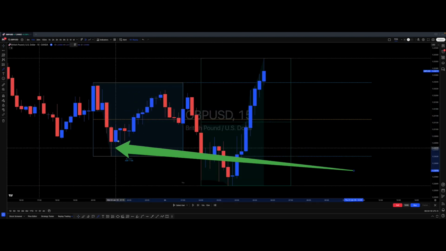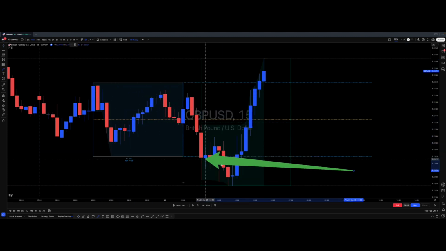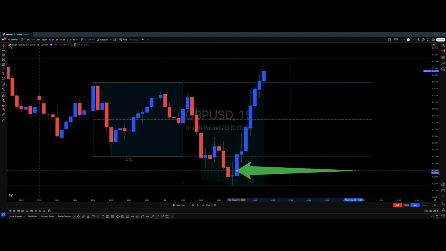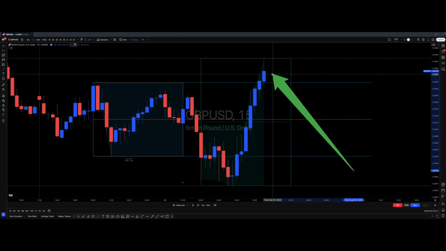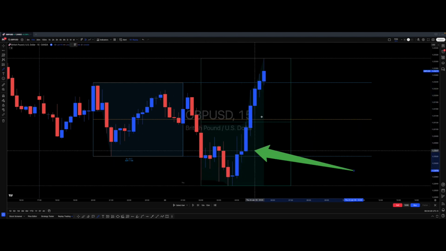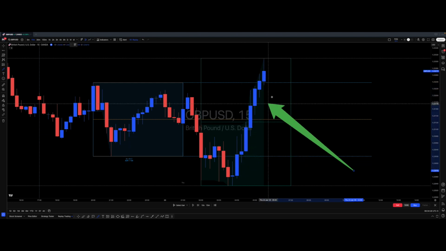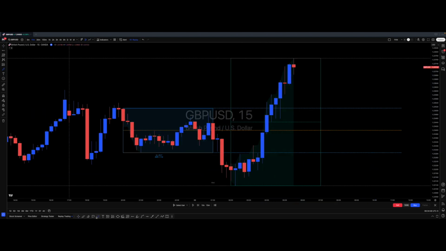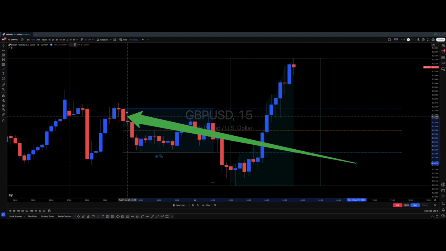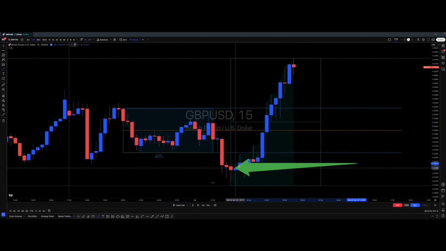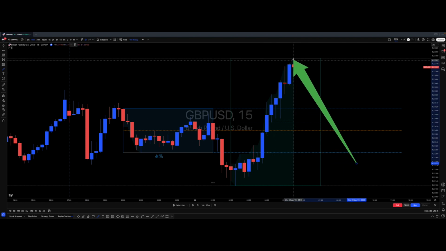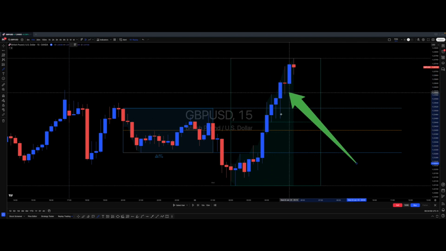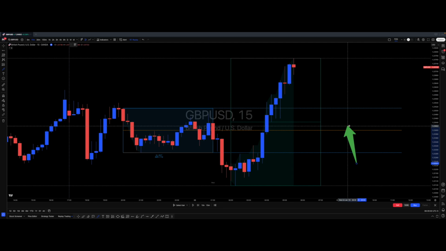Again, so here's the accumulation, here's the manipulation right here, and then here's the distribution. This is essentially the trade, right? This is right here, the distribution is the trade. I mean, this is the day before. So same thing, accumulation, manipulation here, and then distribution. Again, this right here, this entire move, that's the trade.